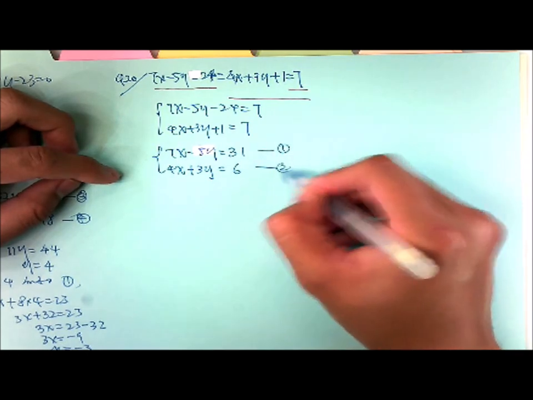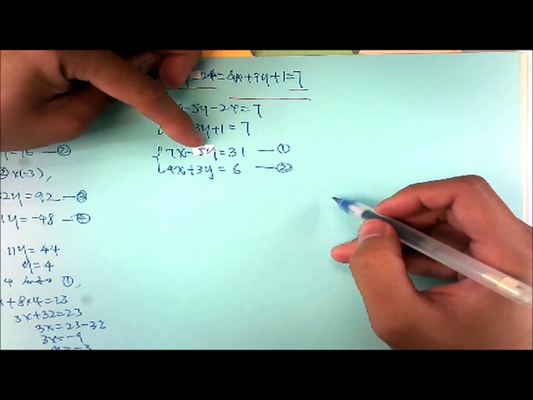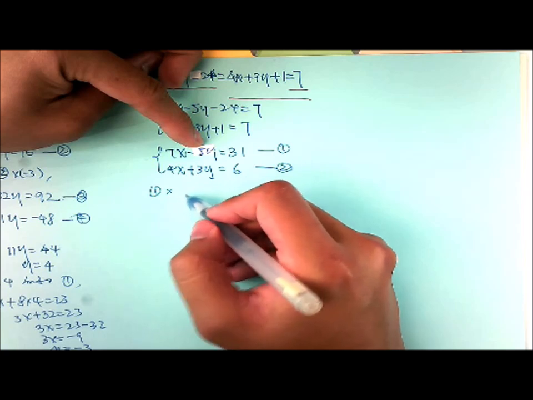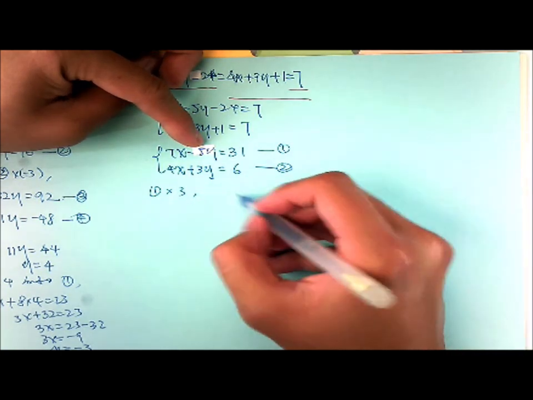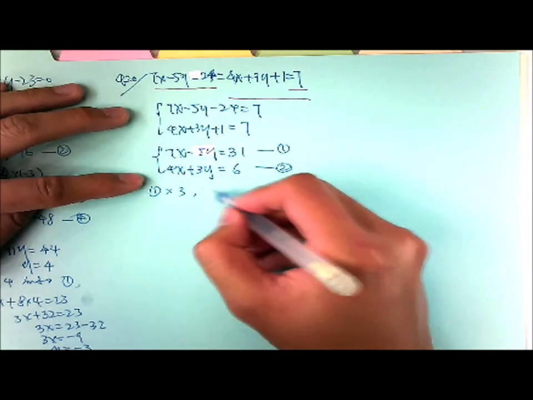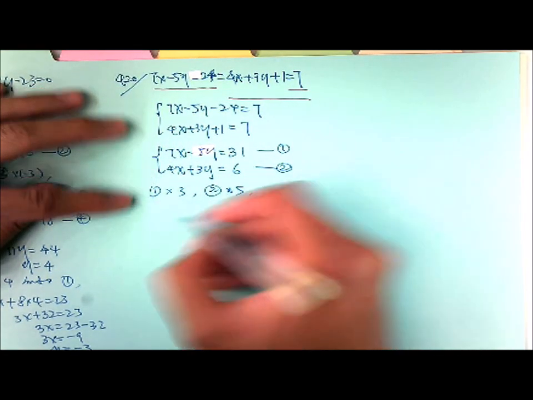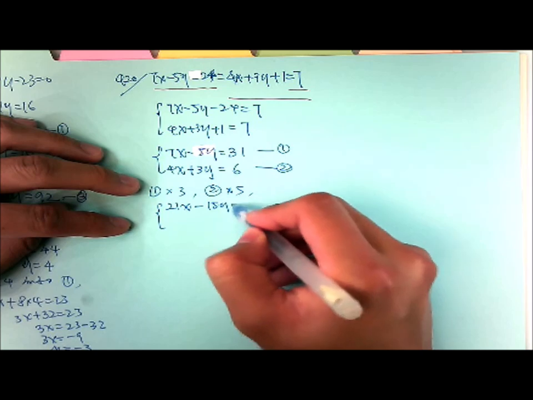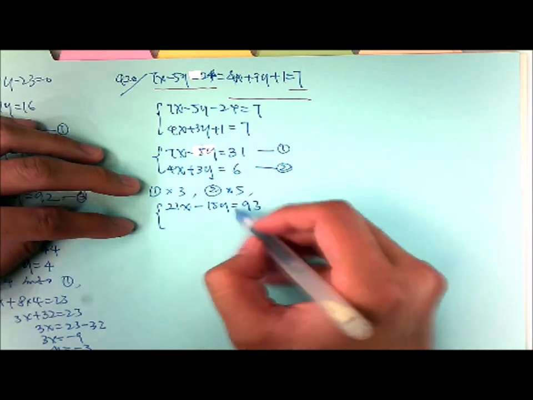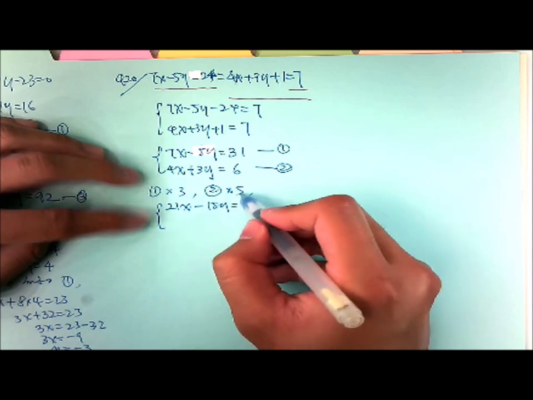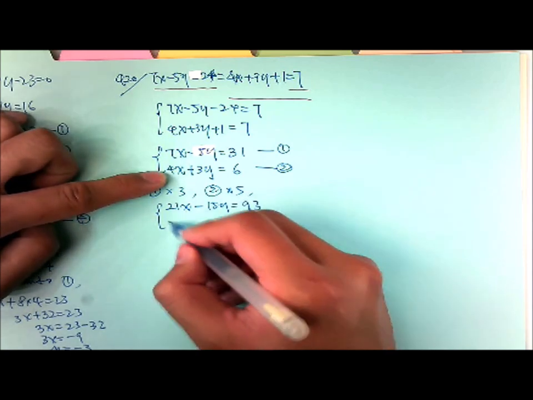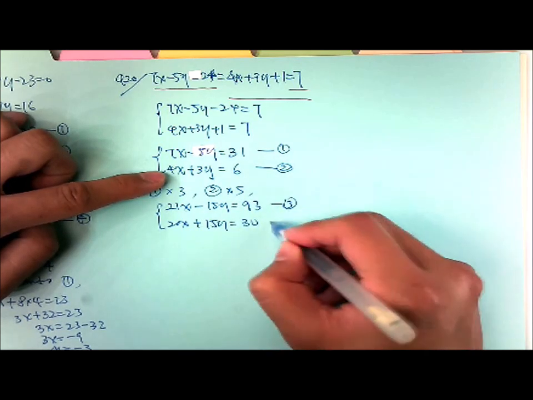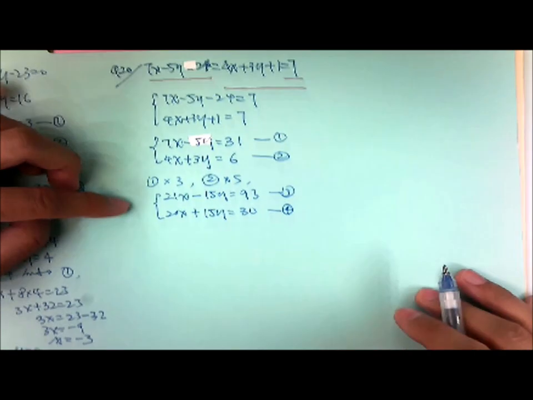So give names. So if you want this 5 to become 15, your equation 1 should be multiplying by 3. Understand? If you want your equation 2, this 3 to be 15, you have to do equation 2 times 5. Understand? So keep doing. 21x minus 15y equal to 93. And then you do it times 5. Do times 5 here is 20x plus 15y equal to 30. Keep doing. Don't make it wrong, I mean the calculation.